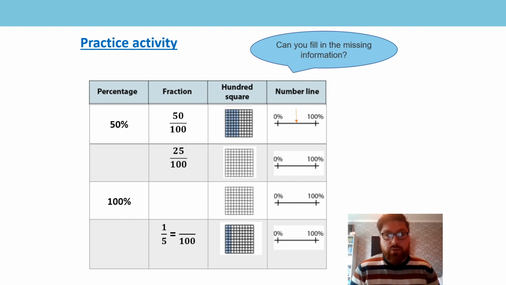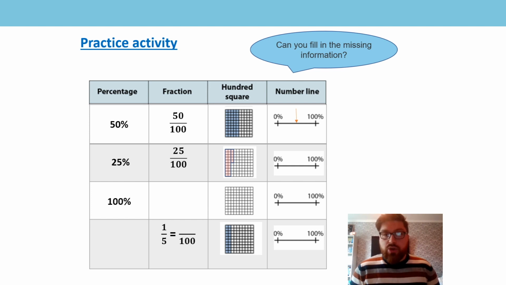Next row, we are given 25 hundredths and a blank hundred square and a blank number line and a blank percentage box also. So let's see if we can use the 25 hundredths to work out the percentage. This is of course 25%. The 100 square, we needed to shade in 25 squares. So I've shaded in 2 columns of 10 and then half a column of 10, 25 squares.